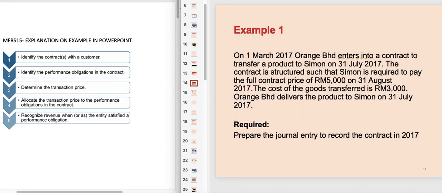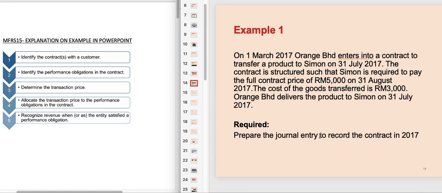Okay, let's look at the first example. Now we will refer to the 5 steps in MFRS 15 when we go through this question. On 1st March 2017, Orange Berhad enters into a contract to transfer a product to Simon on 31st July 2017. The contract is structured such that Simon is required to pay the full contract price of $5,000 on 31st August 2017. The cost of the goods transferred is $3,000. Orange Berhad delivered the product to Simon on 31st July 2017. So prepare the journal entry.